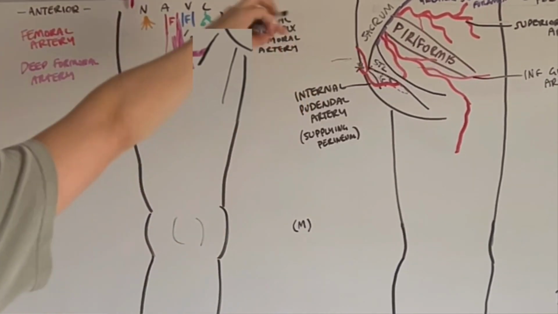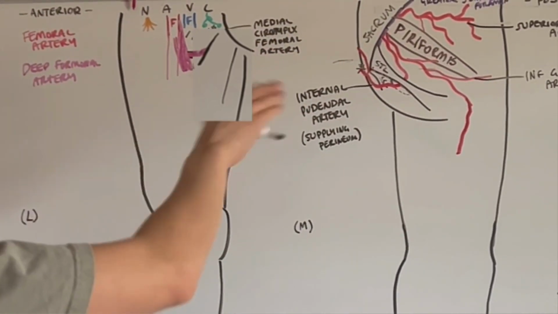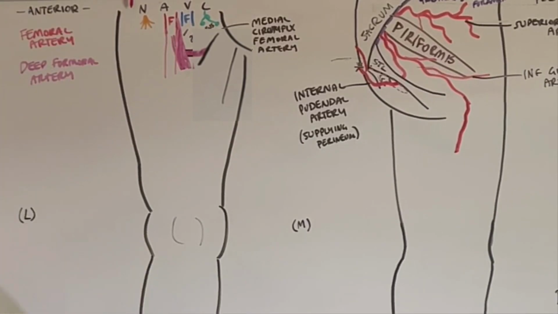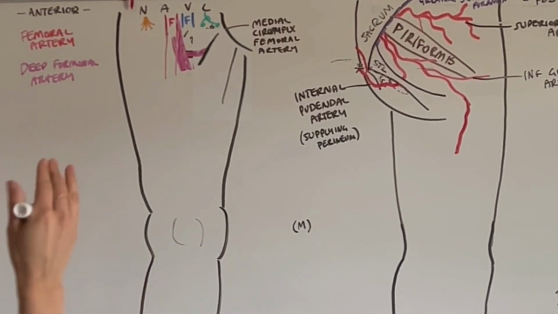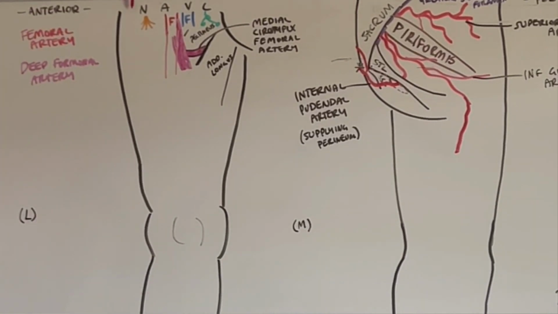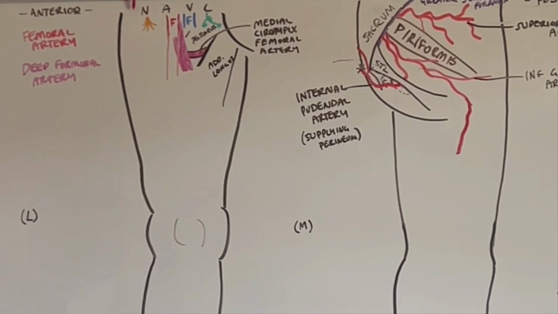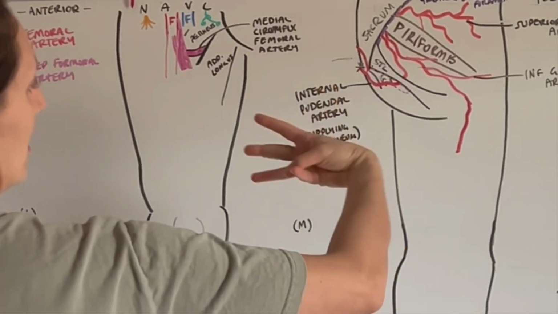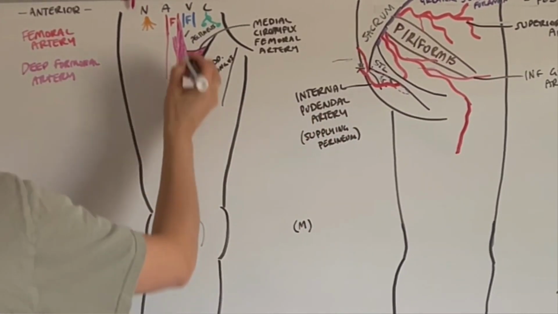Now this guy, no branches. It's just the medial circumflex femoral, not humeral, femoral artery. The lateral, however, can be identified by the fact that it actually does have branches. Looks kind of like a goose's foot, people say.